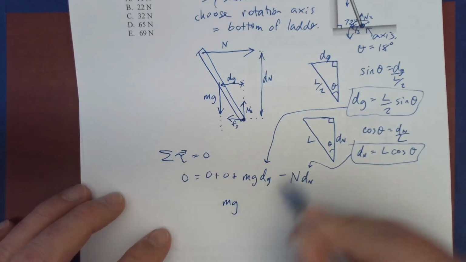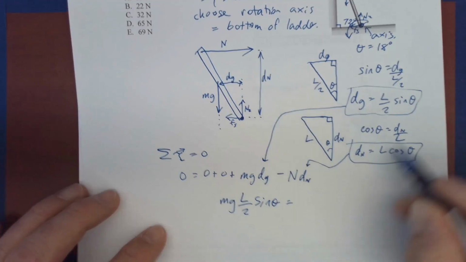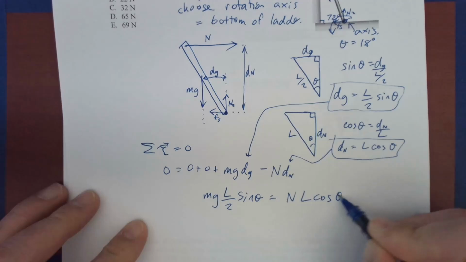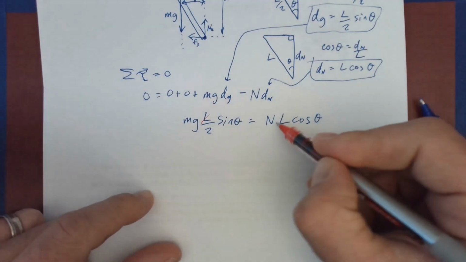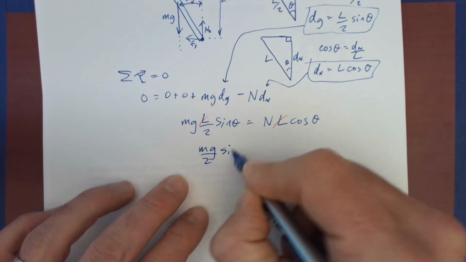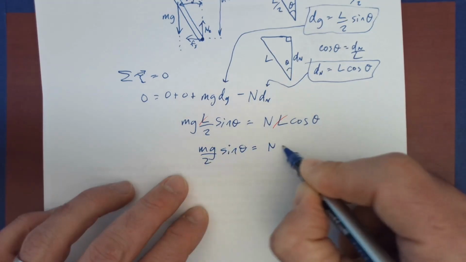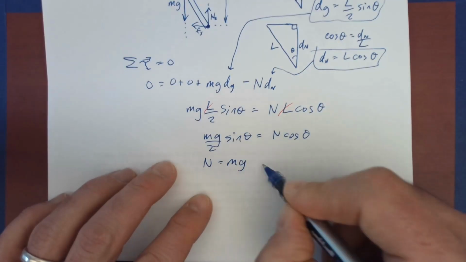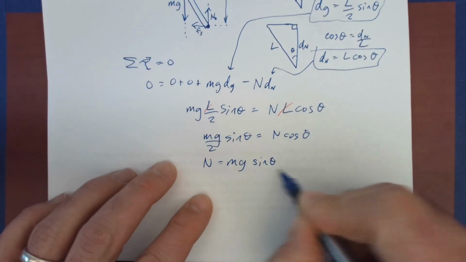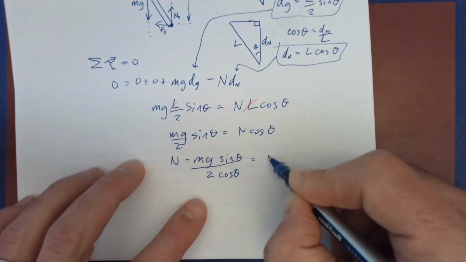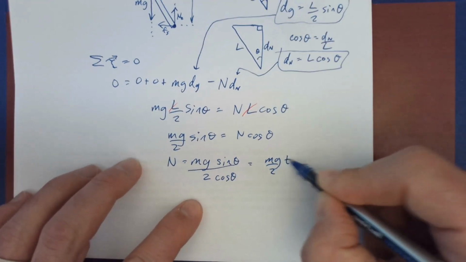So I've got m times g times L over 2 times sine of theta equals normal force times L times cosine of theta. Either by luck or good planning, I can divide both sides by L. mg over 2 sine theta is equal to n times cos theta. So n here is just equal to mg sine theta divided by 2 times cos theta. So mg over 2 times tan theta, I guess.